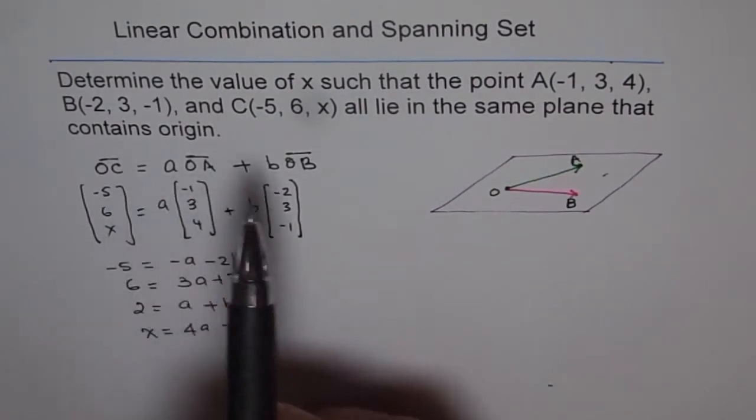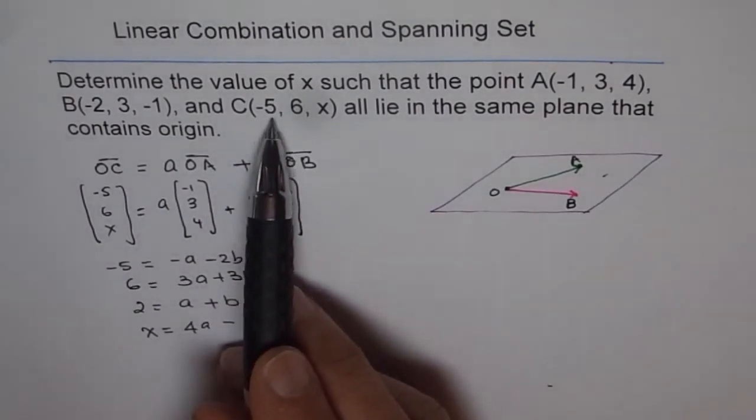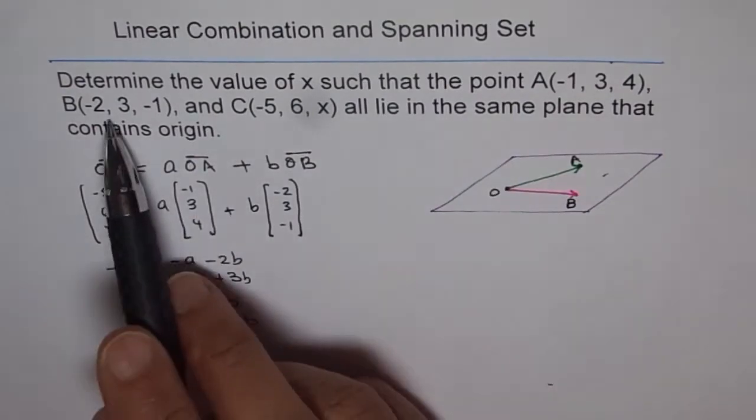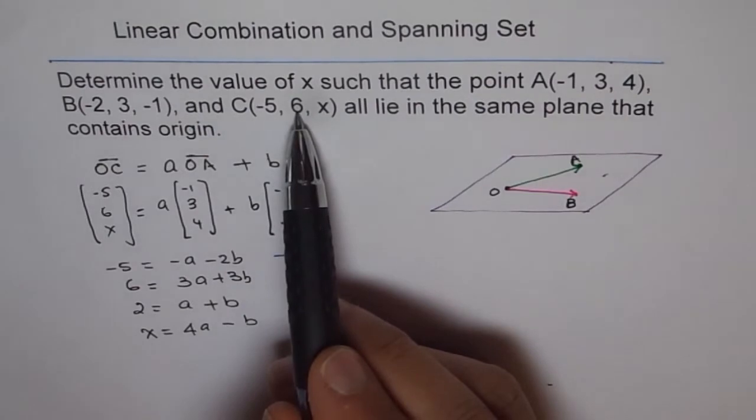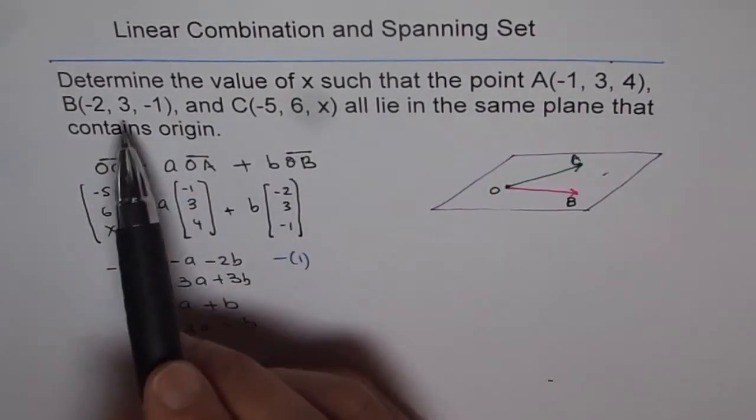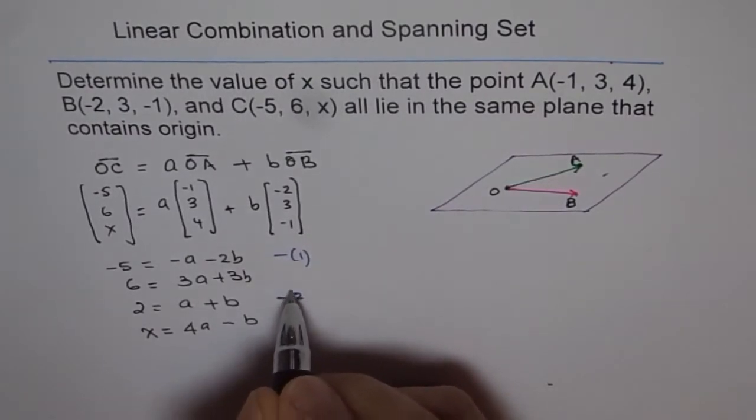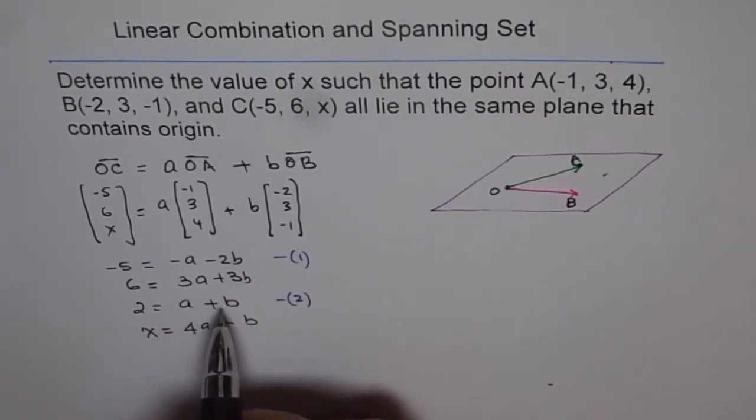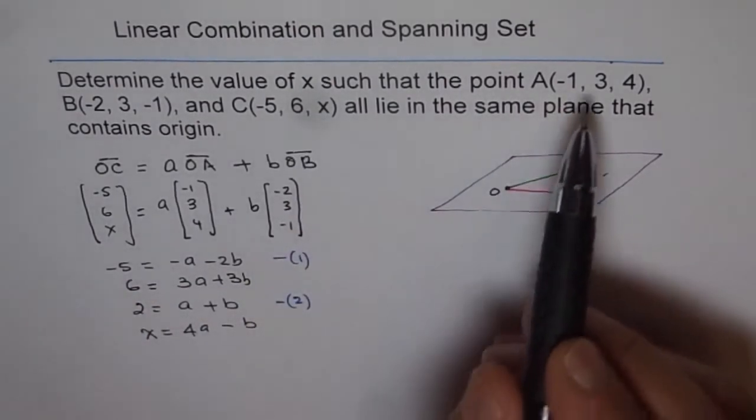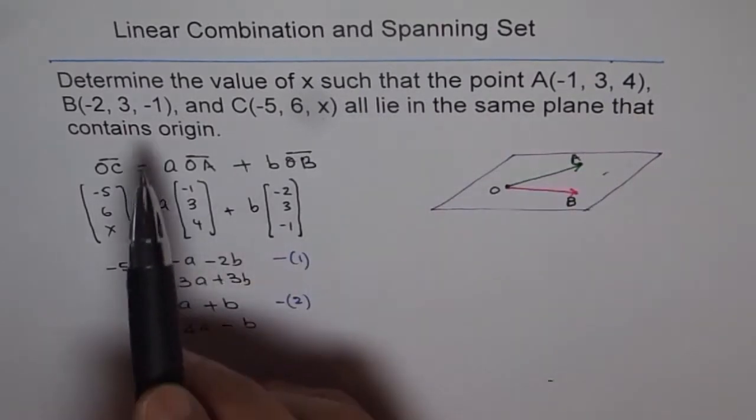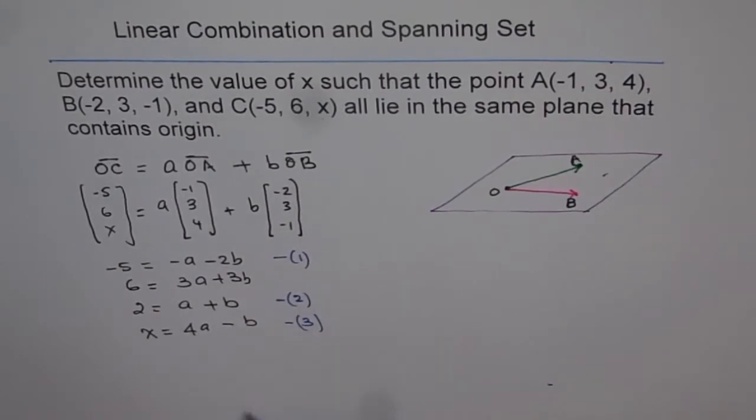The first one, let's check as we do it: -5 equals -a minus 2b. This is our first equation. The second one is 6 equals 3a plus 3b, which we simplified by dividing everything by 3, getting 2 equals a plus b. This is our second equation. And the last one is x equals 4a minus b. That is our third equation. It's a good idea to check your equations.